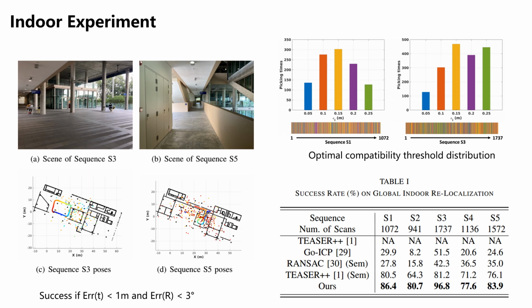We consider registration successful when the translation error is less than 1 meter and the rotation error is less than 3 degrees. The upper right image illustrates the distribution of optimal thresholds. It's evident that no single threshold can guarantee successful registration for all cases. The lower right image presents the success rates of our registration method compared to state-of-the-art (SOTA) approaches.